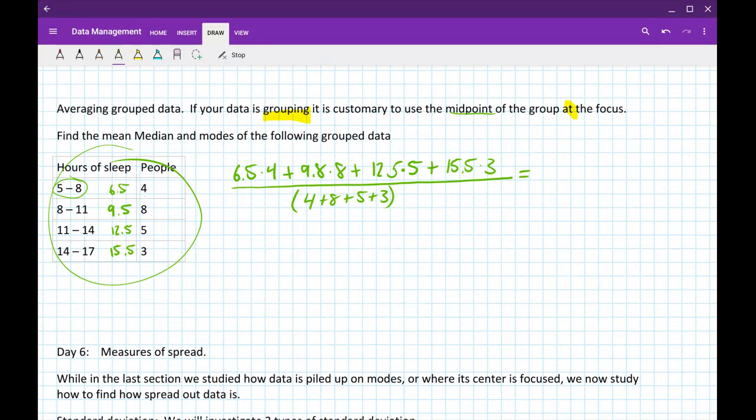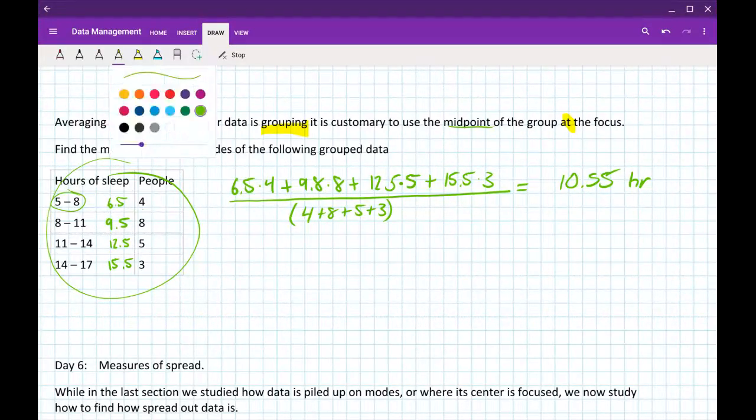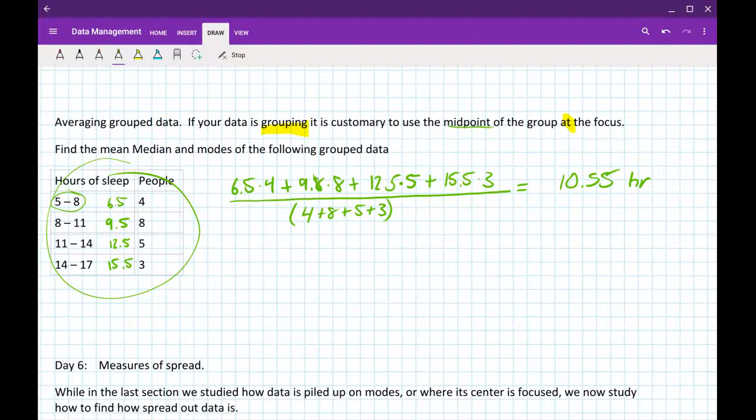Let me go ahead and calculate that as well. All right, so there is our grouped average. It's 10.55 hours. Oh, I just wanted to mention this here was supposed to be a 5, and this a 9.5.